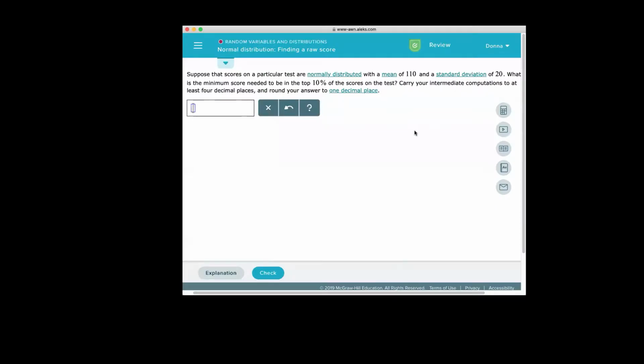Hi class, I'll continue with part 2 of a movie on normal distribution, finding a raw score. Suppose that scores on a particular test are normally distributed with a mean of 110 and a standard deviation of 20. What is the minimum score needed to be in the top 10% of the scores on the test? Carry your intermediate computations to at least 4 decimal places.